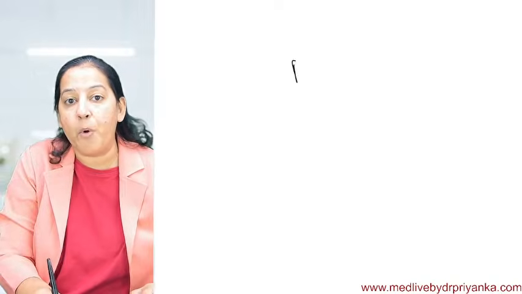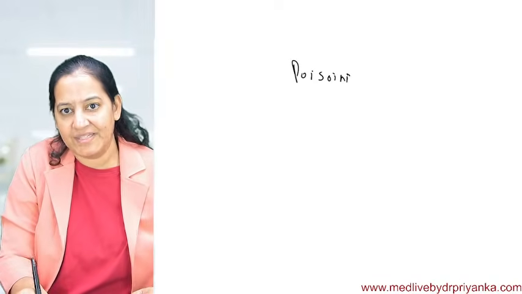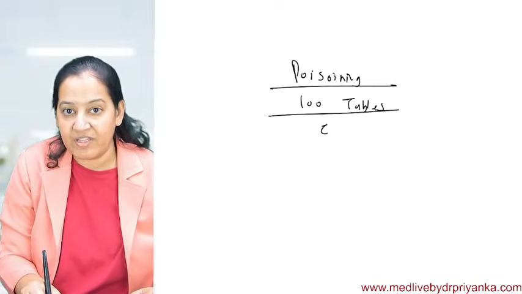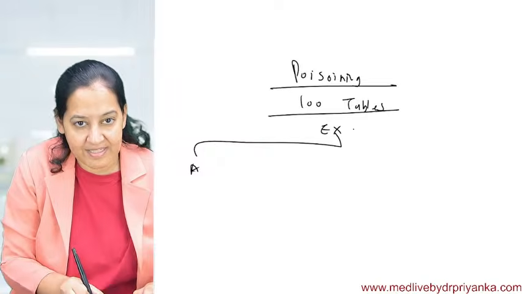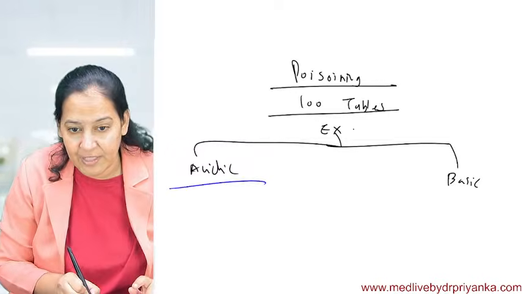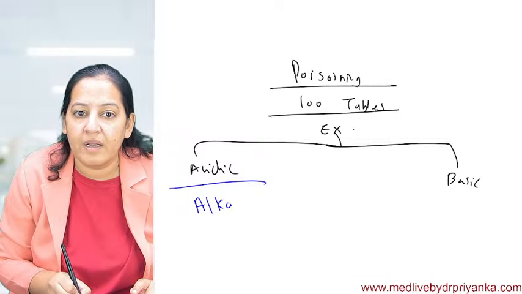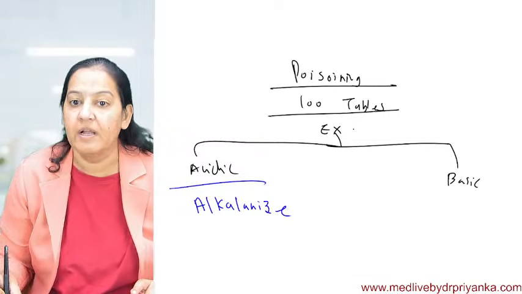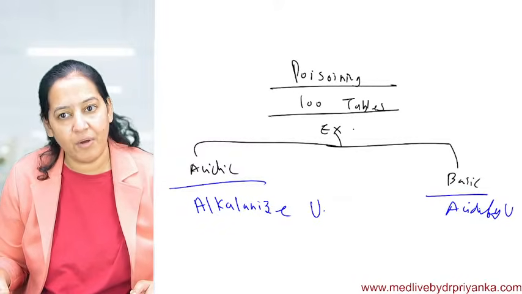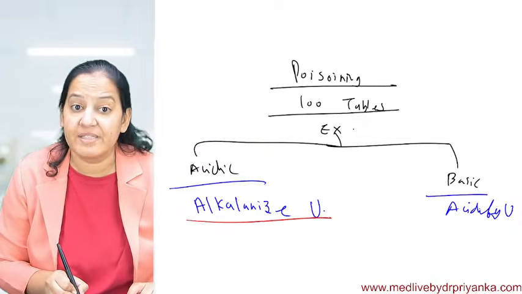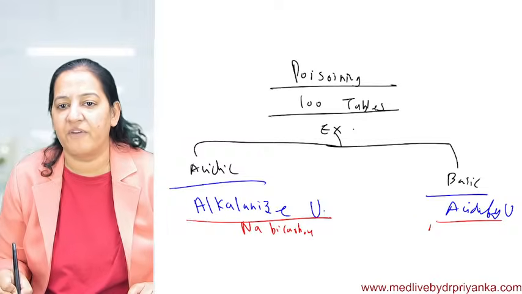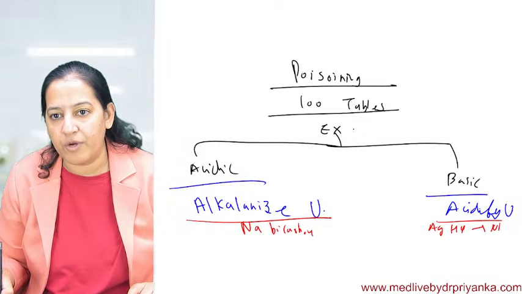So I am having a poisoning case or suicide case who has taken 100 tablets together and tried to commit suicide. I want the excretion of the drug. Now it depends whether the drug is acidic or basic. If the drug is acidic, I will basify the urine, I mean, I will alkalinize the urine. If the drug is basic, I will acidify the urine. So you can alkalinize or acidify the urine. For basifying the urine, start the drip of sodium bicarbonate. And for acidifying, start the drip of arginine hydrochloride followed by ammonium chloride.